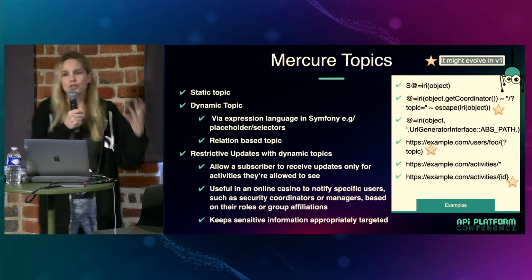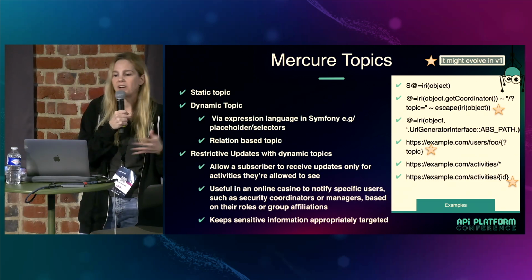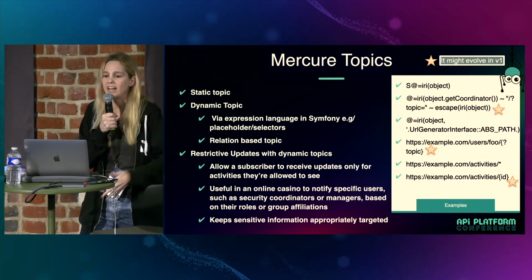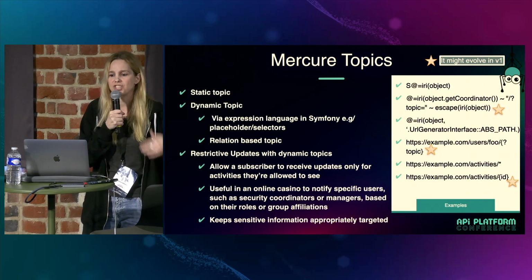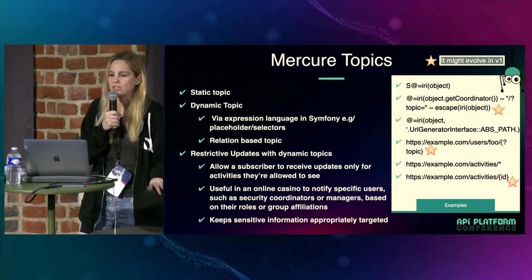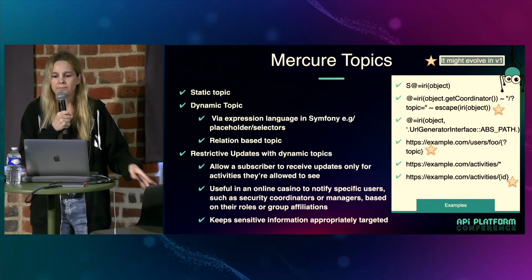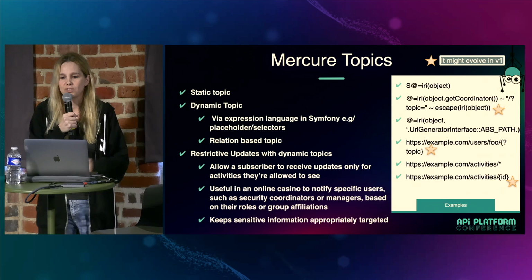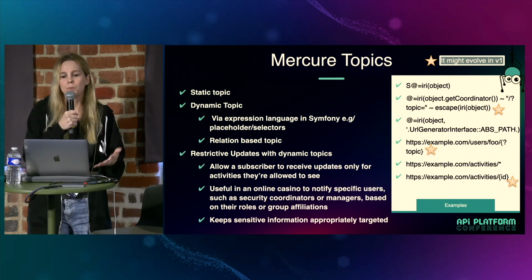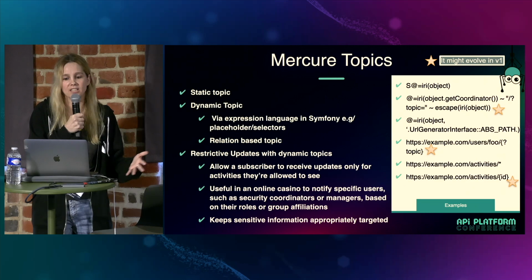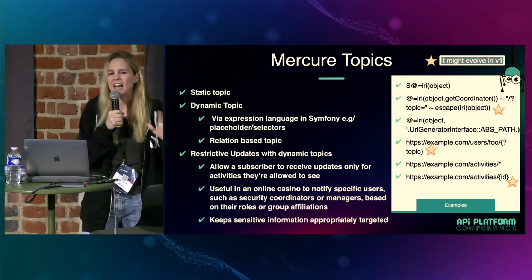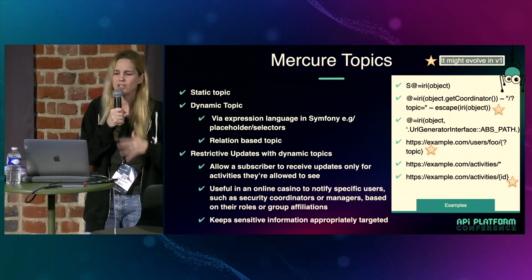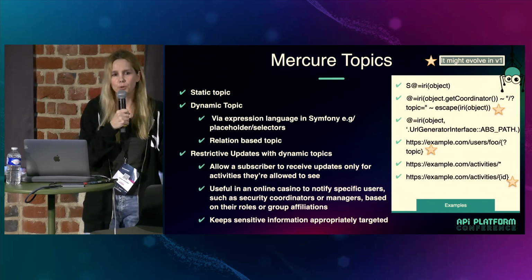So, usually they are based on variables like the resource ID. For example, in Symfony, you can use Symfony expression language to dynamically generate the resource's internationalized resource identifier. Also, it's possible to generate the topic URL using the object's absolute path. So they're really ideal for targeting a specific subscriber or group of subscribers.